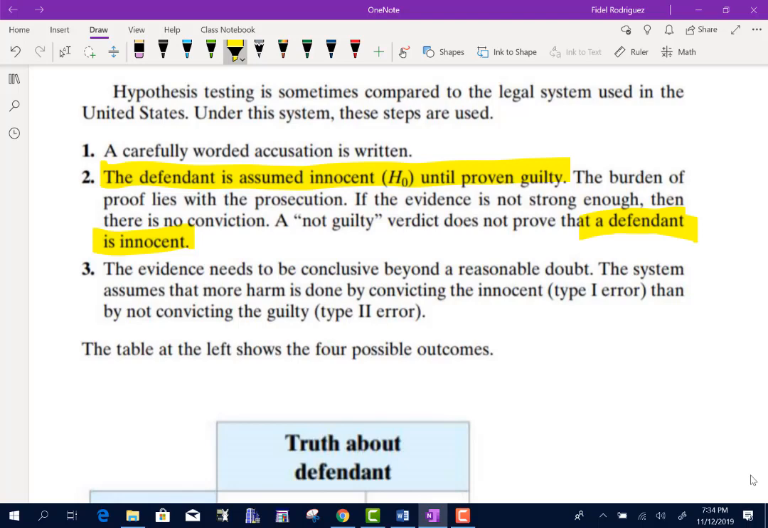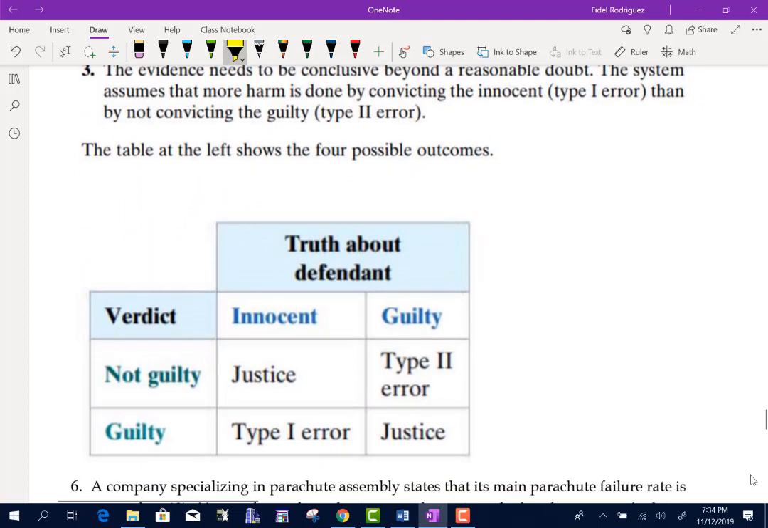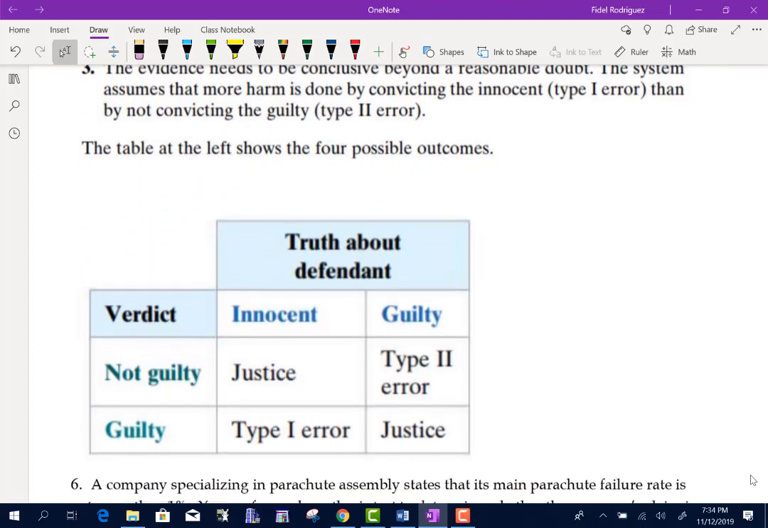So it says the evidence needs to be conclusive beyond a reasonable doubt. The system assumes more harm is done by convicting an innocent, which is a type 1 error, than by not convicting the guilty. Okay, that would be a type 2 error. And it says the table to the left, I actually put it down here. And so here we go, guys.